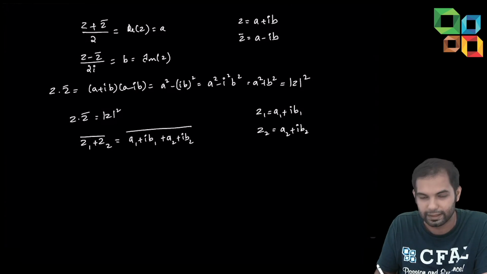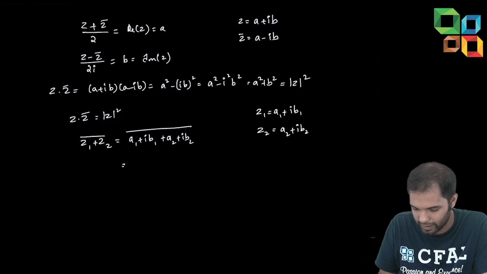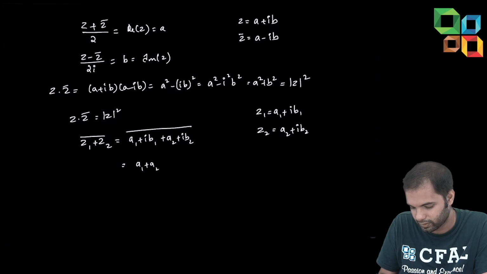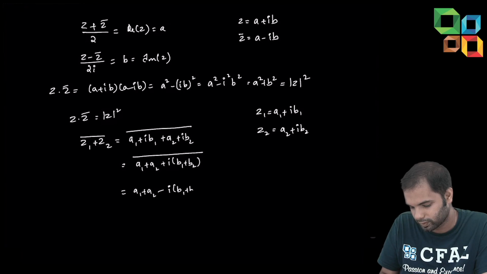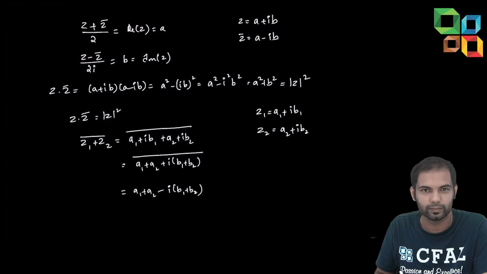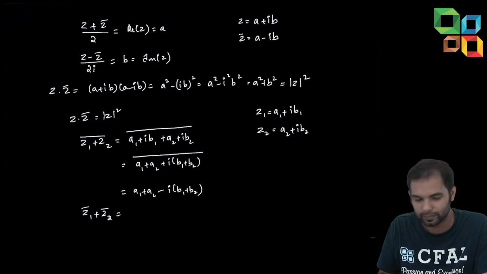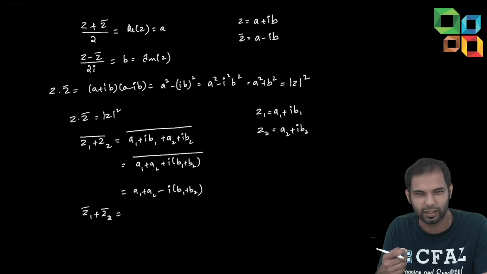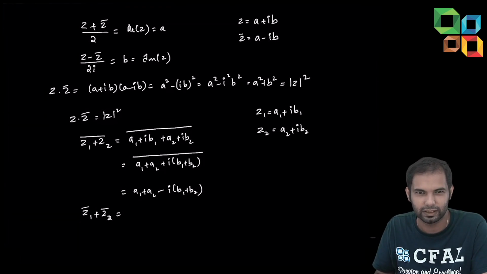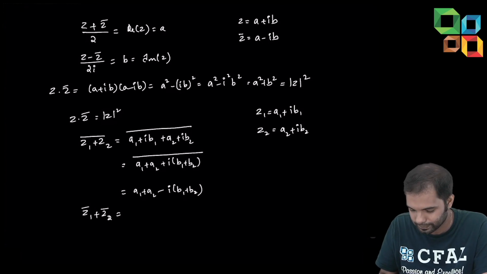So the conjugate of the entire thing: I'll just combine the real parts, so a1 plus a2 plus i into b1 plus b2. The conjugate of the entire thing is a1 plus a2 minus i into b1 plus b2. Right? So is this somewhat related to z1 bar and z2 bar? The pretty obvious guess would be the conjugates of z1 and z2 added, so that's what we're going to try.